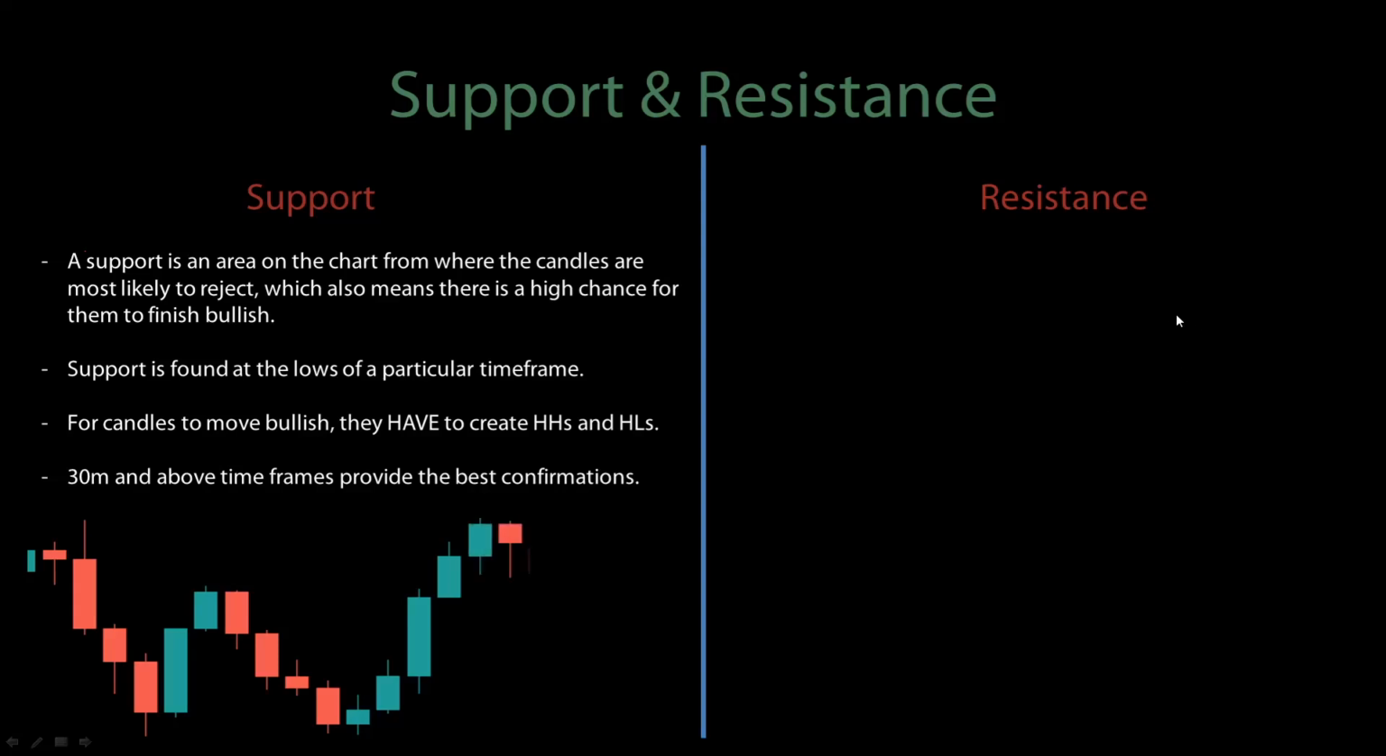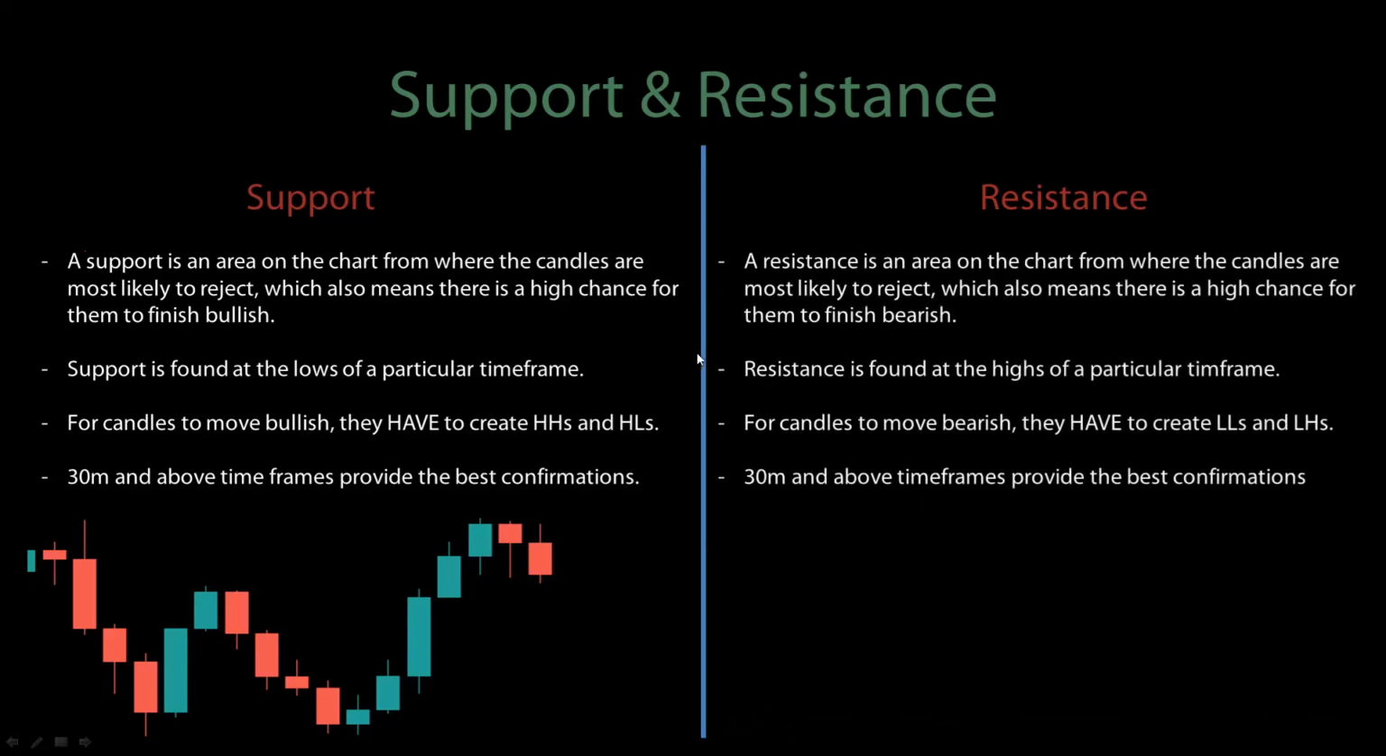So now we're talking about resistances, right? A resistance is an area on the chart from where candles are most likely to reject, which also means there's a higher chance for them to finish bearish. In the same way, when we're talking about time frames, resistance is found at the highs of the particular time frame. For candles to move bearish, they have to create lower lows and lower highs.